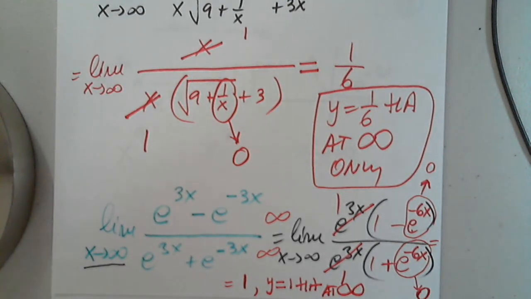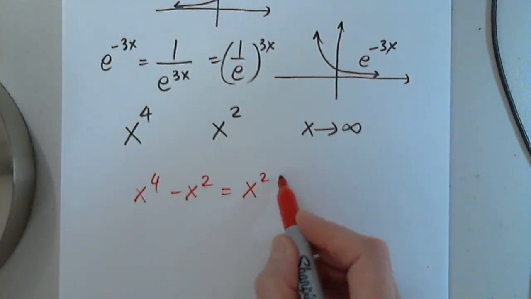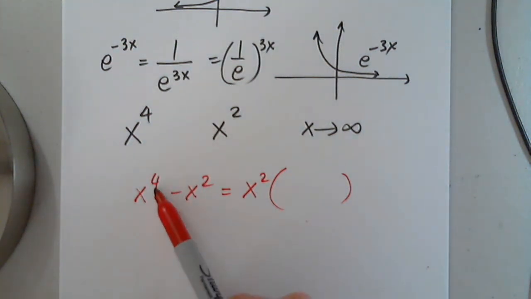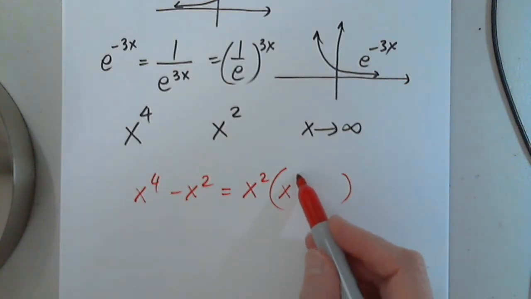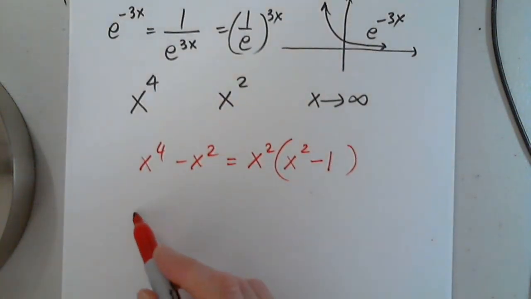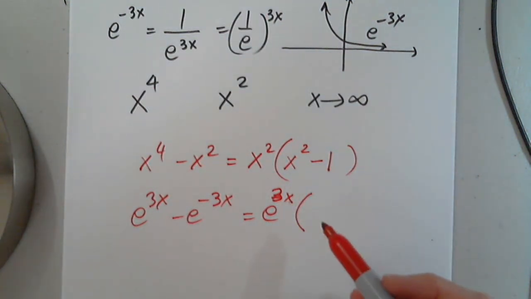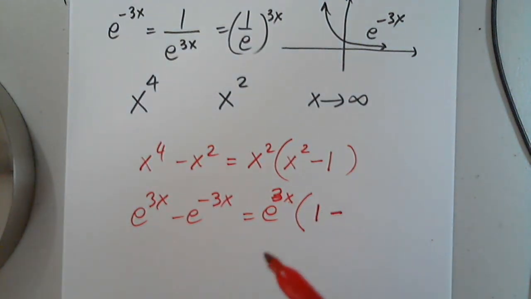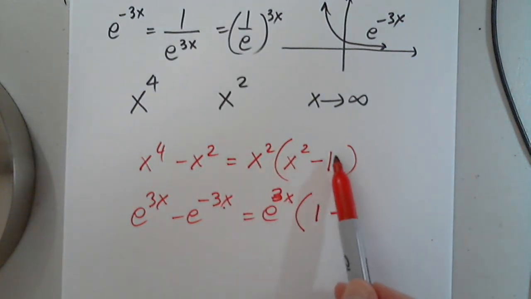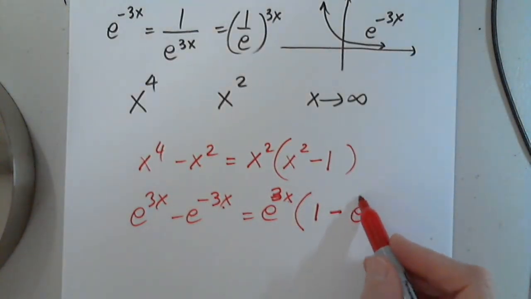How did you get the e to the negative 6x again? Okay, so remember when we, let's say, have x to the 4th minus x squared, and I factor out x squared, right? Yes. So from power 4, I subtract power 2, and I have power 2. From power 2, I subtract power 2, and I have power 0. So if I have e to 3x minus e to negative 3x, and I decide to factor out e to 3x, 3x minus 3x is 0, right? So I have 1 minus, from negative 3x, from 2 I subtract 2 to get 0. From 4 I subtract 2 to get 2. From negative 3x I subtract 3x to get e to negative 6x.